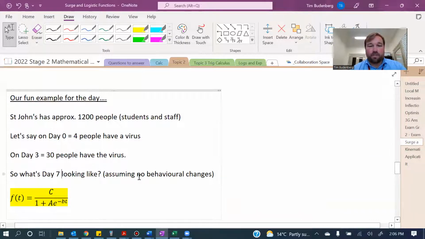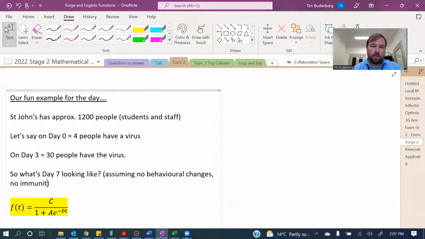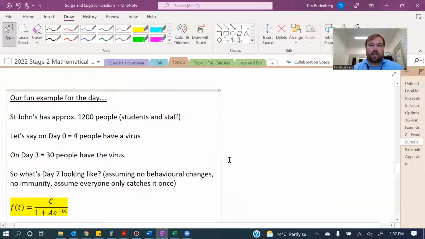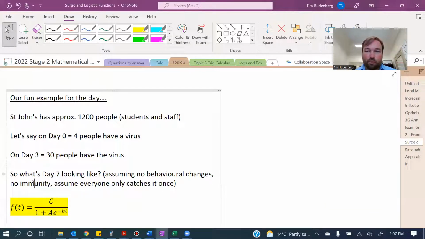And we're going to make a few assumptions. Firstly, we're assuming no behavioral changes. So the growth rate stays the same. Assume no immunity. And assume everyone can only catch it once. So this is essentially a rumor. No behavior change. People are spreading the rumor. No one's immune to the rumor. Once you've heard it, you then keep spreading it, and you can only hear the rumor once. Same is true for a virus.